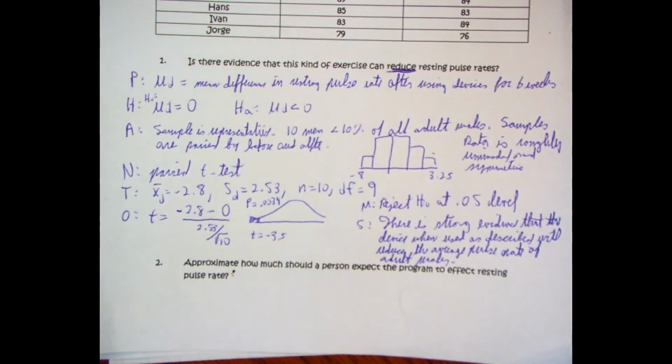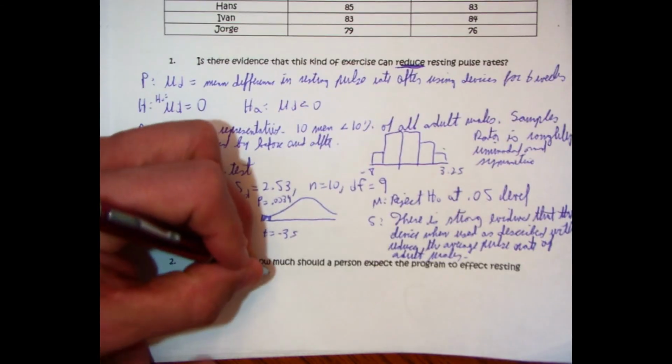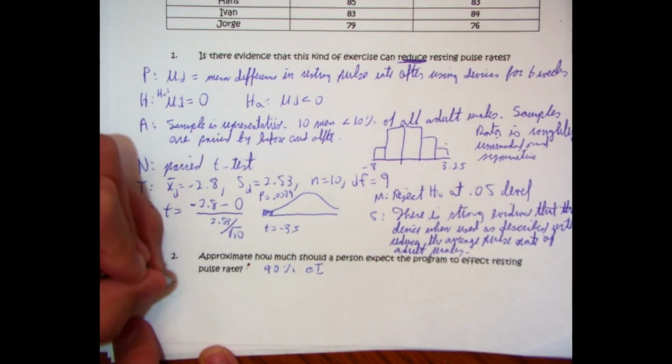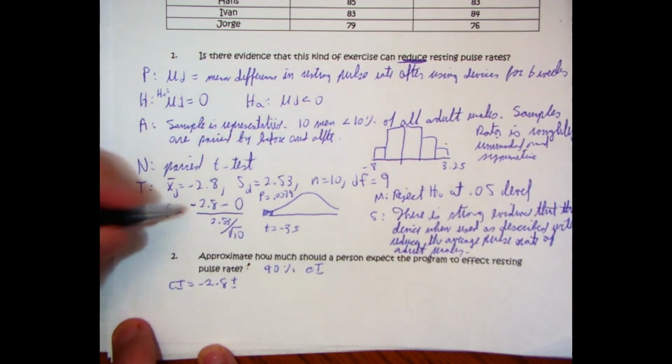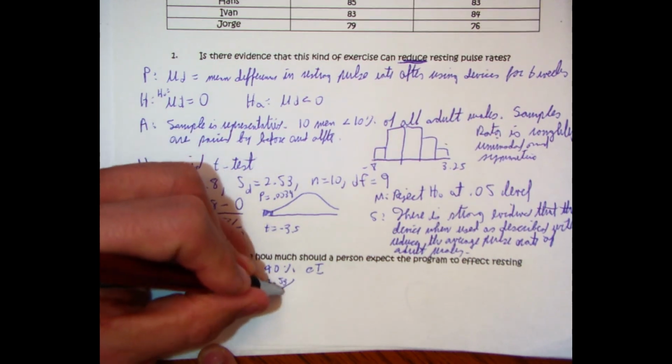Okay. So, approximately how much should a person expect the program to affect resting pulse rates? So, if we wanted to try to pin down a value, we would have to do a confidence interval. So they should have told us what confidence interval to do. We did a one-tail test at 0.05, so we'll do a 90% confidence interval. Okay, so again, it's just confidence interval equals X bar plus or minus, we got to figure out that t value, times S over the square root of n.